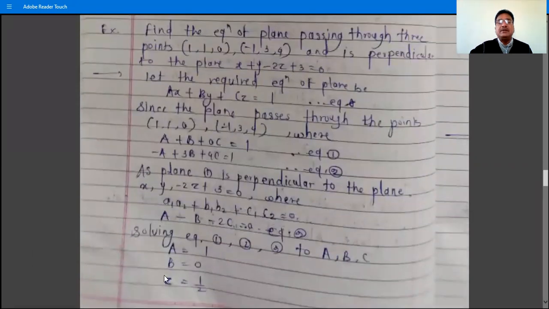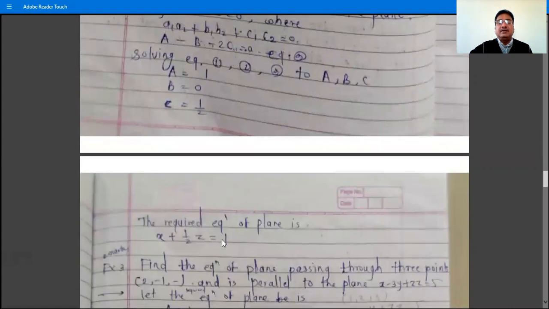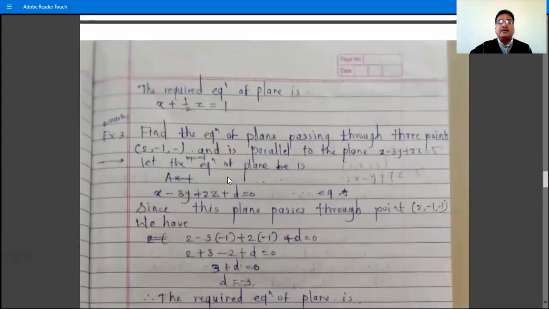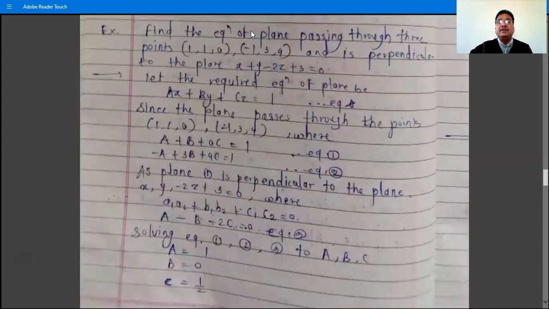That is, substitute these values of capital A, capital B, and capital C in equation number star. We have the equation x plus 1 half z is equal to 1, and this is the required equation of plane. So both the problems are of the same type. Here we are given 3 points on the plane, and here we are given 2 points on the plane and the condition of perpendicularity, that is, the required plane is perpendicular to this plane.